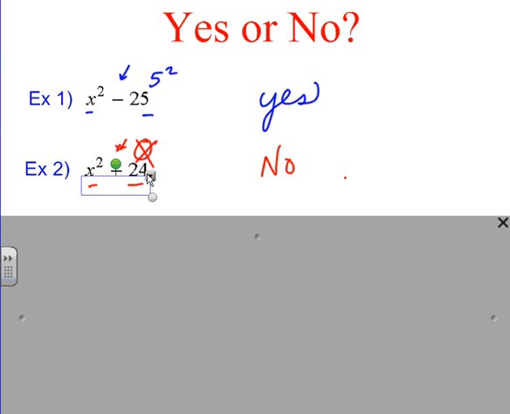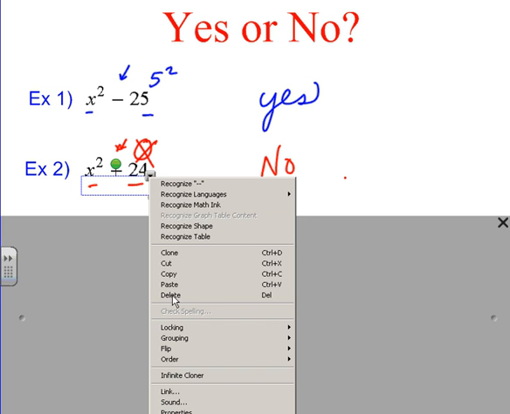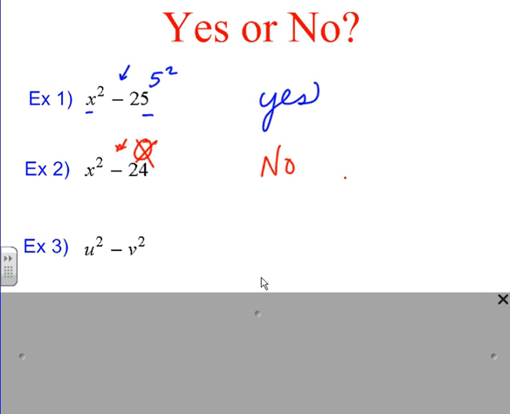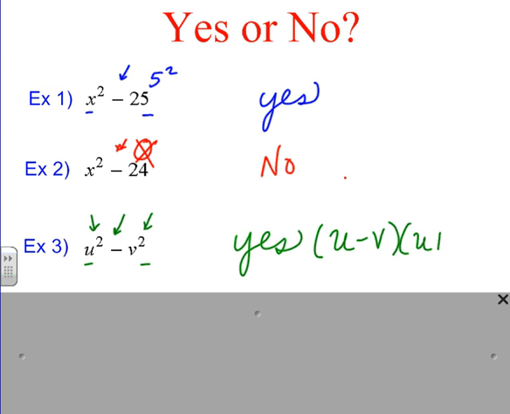Okay, moving on. u squared minus v squared. Again, two terms, subtraction sign, squared term, squared term. Satisfies everything, so yes, it is a difference of squares. Now let's put down what this factors into, by the way. This would be u minus v and u plus v. Let's go back to this top one here and put what that would be. That would be x minus 5 and x plus 5.